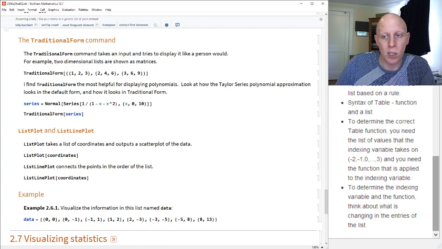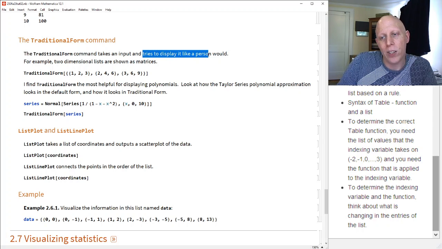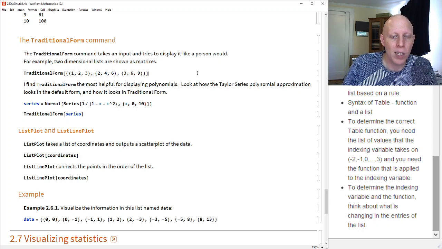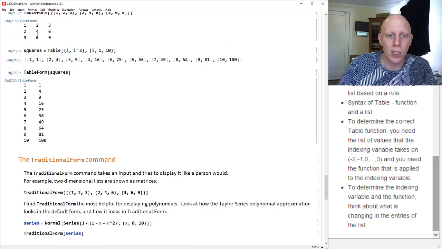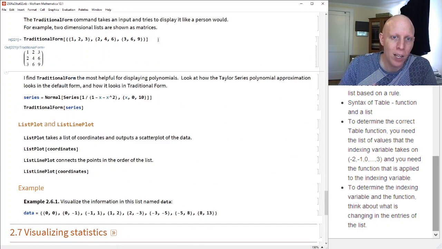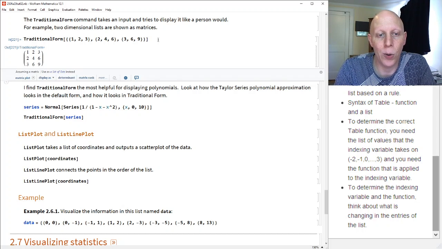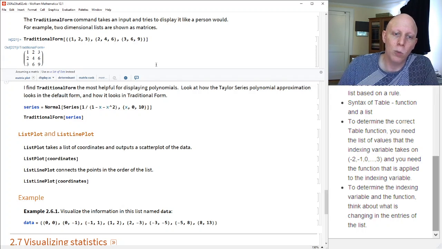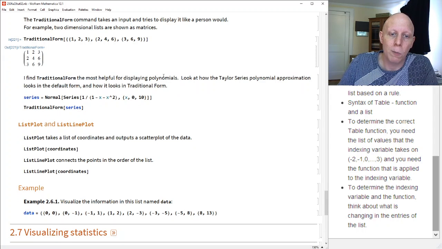Another way to display information is using the traditional form command. What traditional form does is it takes the input to the function and outputs a way you could display it like a person would try to display it. If we take this same list, 1, 2, 3, 2, 4, 6, 3, 6, 9, what's a normal way you might want to display it? You might think of it as a matrix. So that's nice. Traditional form is also useful when you want to display polynomials.